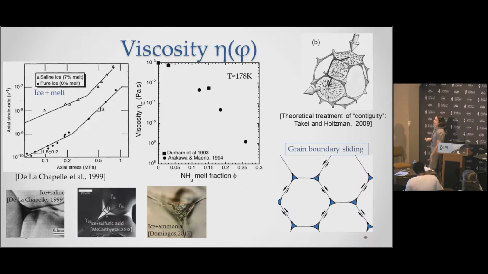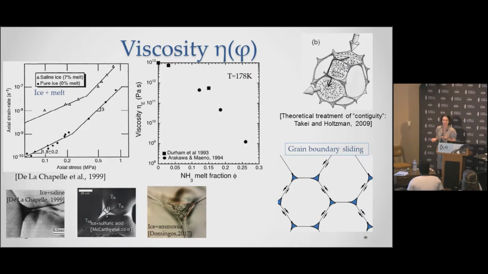And so why is that? There's a theory of contiguity that I'm going to tell you a little bit more about in a minute, but it suggests that by having that melt phase on the grain boundaries, it creates kind of this superhighway. So if you have diffusion or things like that at the grain boundaries, it creates this fast path, so it speeds things up.